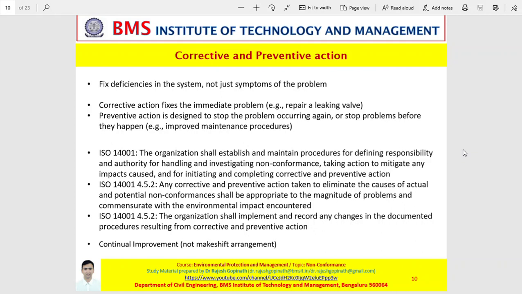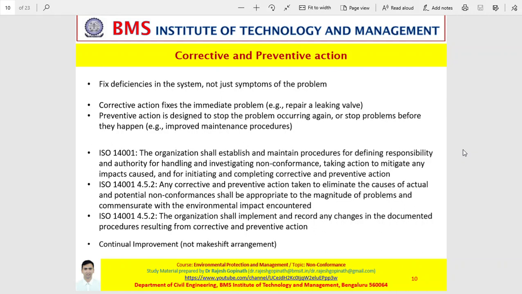to actually eliminate the actual and potential non-conformances, and these actions that you take must be appropriate to the magnitude of the problem and must definitely commensurate with the environmental impact which has been encountered.